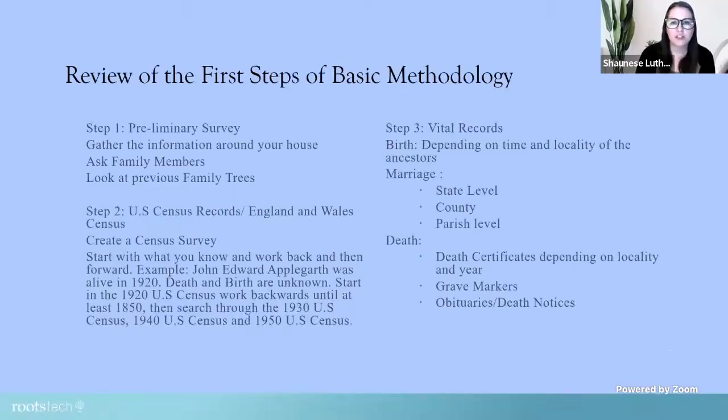So you have your first 3 steps: your preliminary survey, your U.S. census records and English and Welsh census records, and then your vital records. In the preliminary survey, you'll gather all the information you have around your house. And then you'll ask family members if they have any more information, any stories, dates that you may not know of, etc.